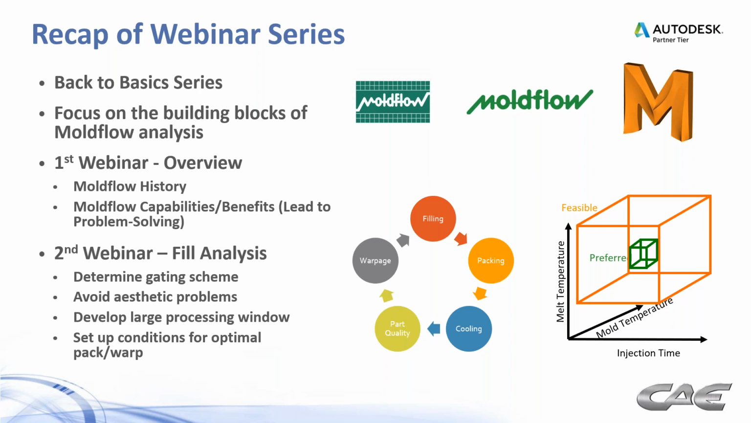Then we went on to the second webinar and talked about filling analysis and how filling analysis can help us determine a solid gating scheme to do a number of things. We could avoid aesthetic problems like knit lines and so forth. It helps us develop a large processing window. Ultimately, anything we do in MoPlo, we would like to develop a large processing window so that we don't have to hit such a small target when we get that mold hung in the press as far as the process is concerned to get good results. So that's the point of a large processing window. It sets up conditions for optimal pack and optimal warp as well.